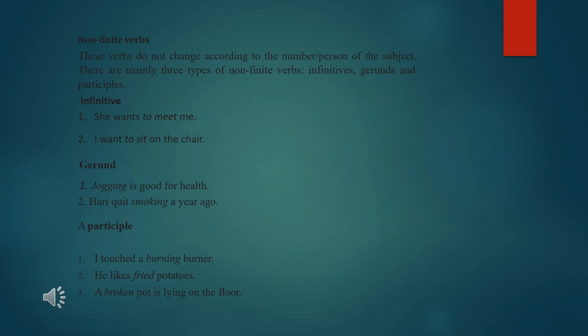An infinitive is a verbal consisting of the word to plus a verb and functions as a noun, adjective, or adverb. A gerund is a verbal that ends in ing and functions as a noun. It is also called a verbal noun. A participle is a verbal that is used as an adjective and most often ends in ing or ed. It is called a verbal adjective. Look at the example sentence and try to understand.